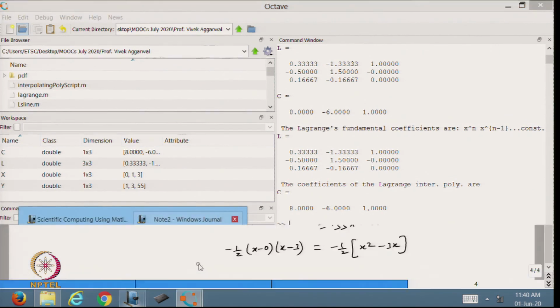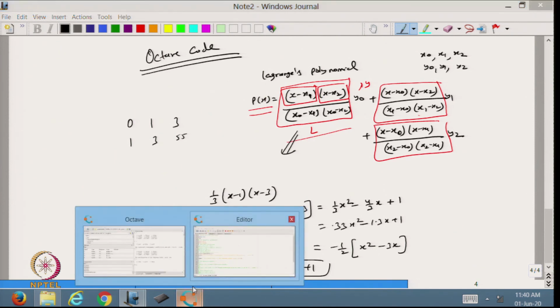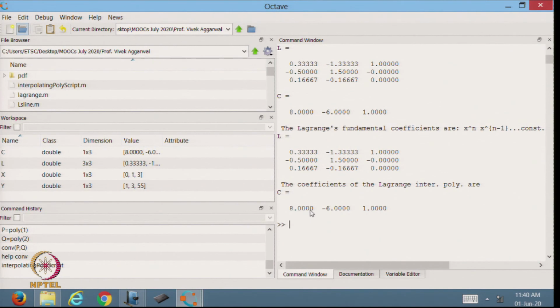Based on this one, if I find the Lagrangian polynomial, finally I get this data. So, my P2(x), the Lagrangian polynomial, is coming 8x square minus 6x plus 1, and that is the answer, and from here also I am getting this answer. So, those are the coefficients 8x square minus 6x plus 1. Using this one I can find the corresponding Lagrangian polynomial for any type of data.